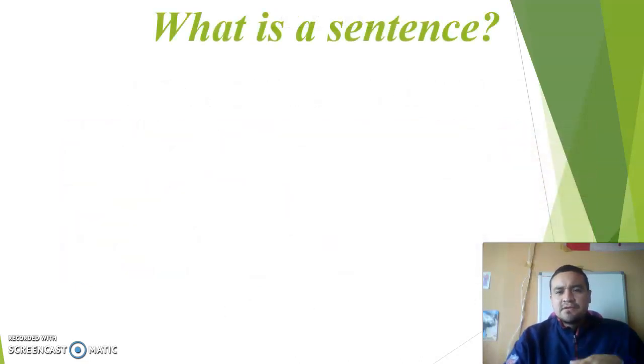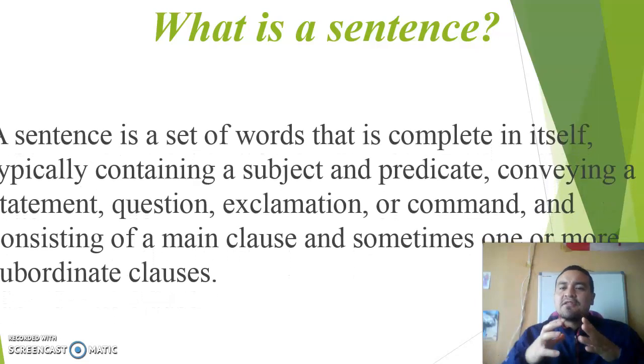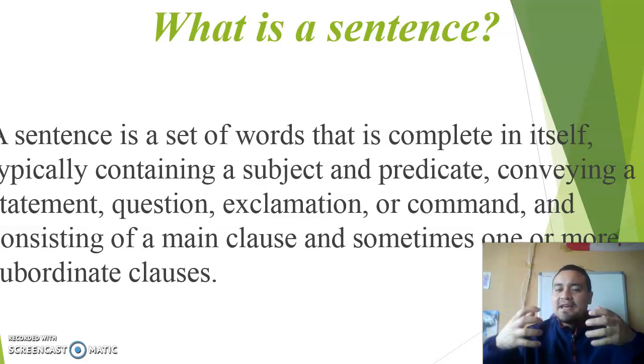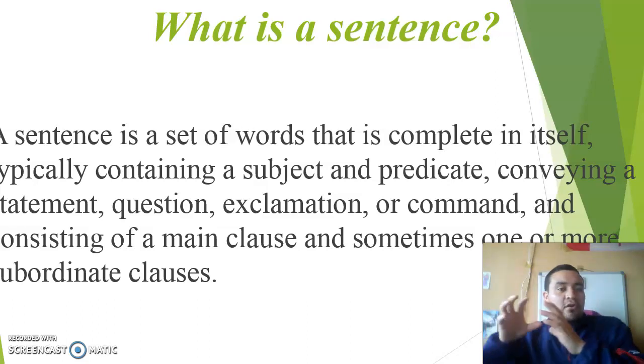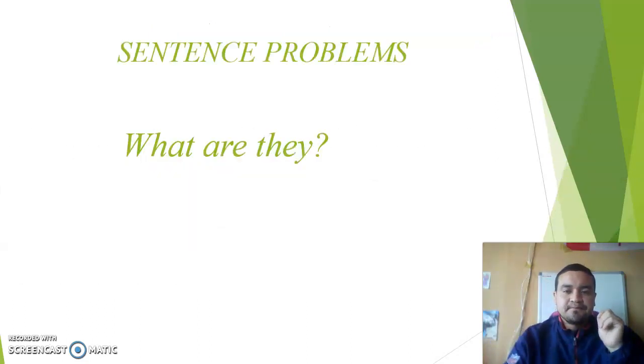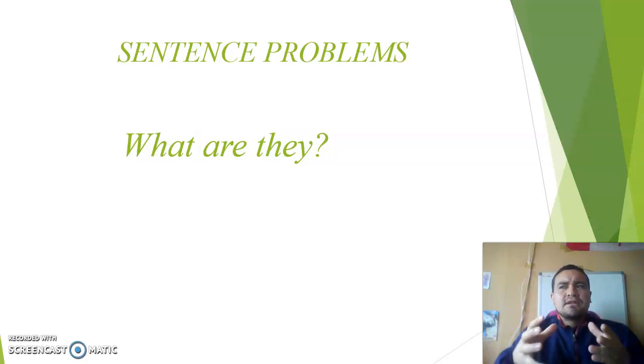In order for us to introduce this topic, we first need to understand what is a sentence. A sentence is a set of words that is complete in itself, typically containing a subject and a predicate, conveying a statement, a question, an exclamation, or a command, and consisting of a main clause and sometimes one or more subordinate clauses. When it comes to academic writing, unfortunately, we come across a lot of problems, and sometimes we don't know how to structure a sentence properly.